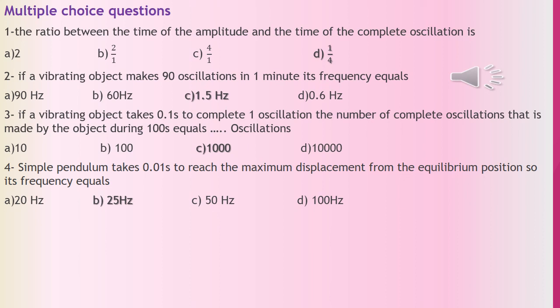Okay, last one. A simple pendulum takes 0.01 second to reach the maximum displacement from the equilibrium position, so its frequency equals: the simple pendulum takes 0.01 to reach the maximum displacement, so the periodic time is 0.01 times 4. The frequency equals the reciprocal of the periodic time, so it's equal to 1 over 0.04, so the frequency equals 25 hertz.